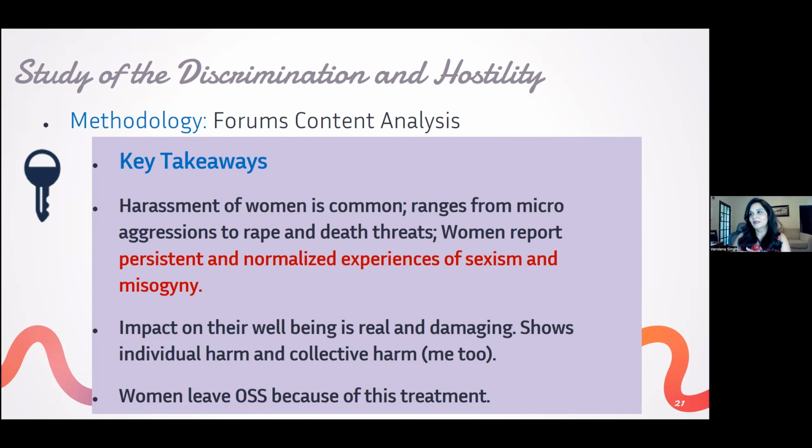So the key takeaways from this were that harassment is common. It ranges from microaggressions to the really extreme, like rape and death threats. So these are things that are happening in OSS developer communities, where women who are contributing their time and energy and skills to a project are being treated this way. Women report persistent and normalized experiences of sexism and misogyny. This is how it is. Boys will be boys, very normalized because it happens so often.